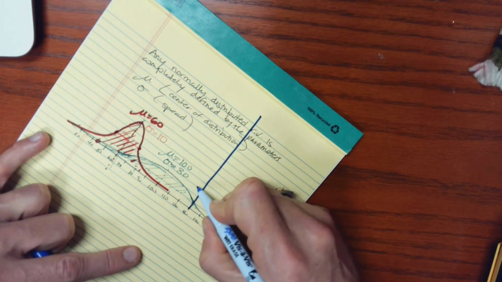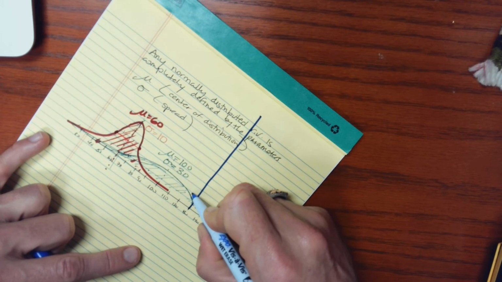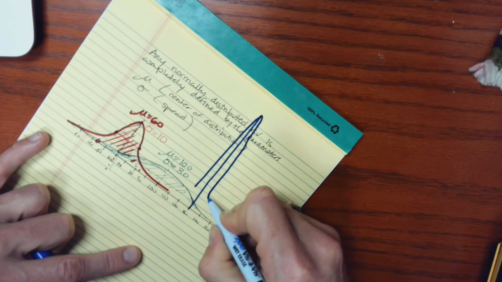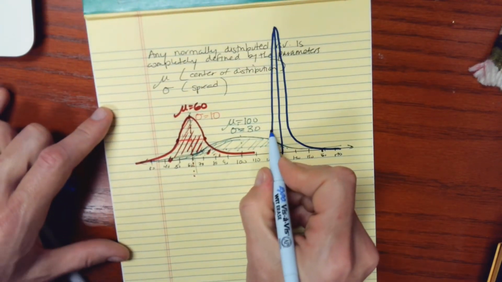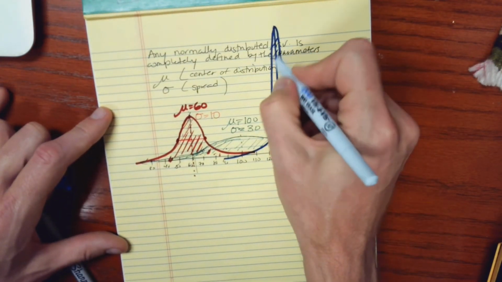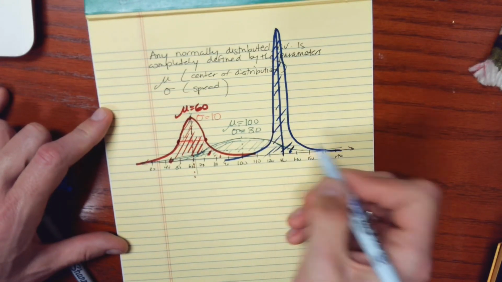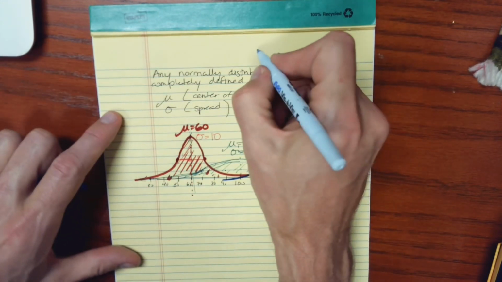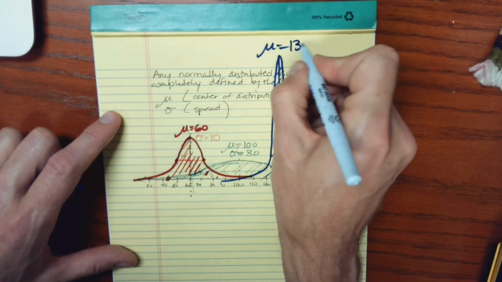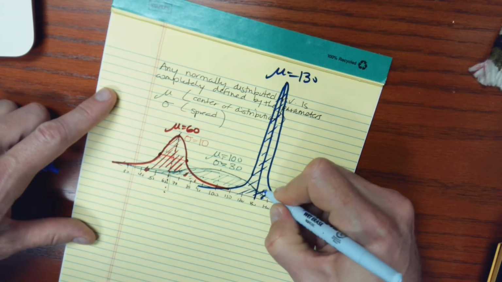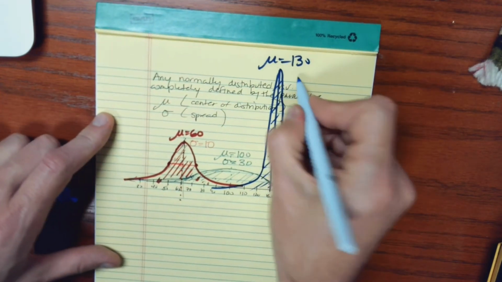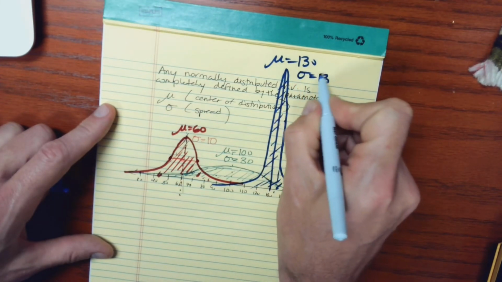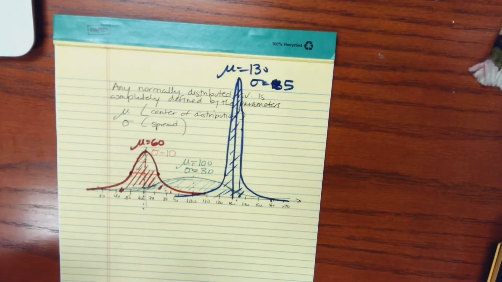and maybe this one will just have an inflection point at 5. So maybe it will look like this. Now, again, this should have the same area underneath it as the other two. This one has a mean of 130, and that inflection point, I meant to draw it so that it was about here at 135, so that would have a standard deviation of just 5.